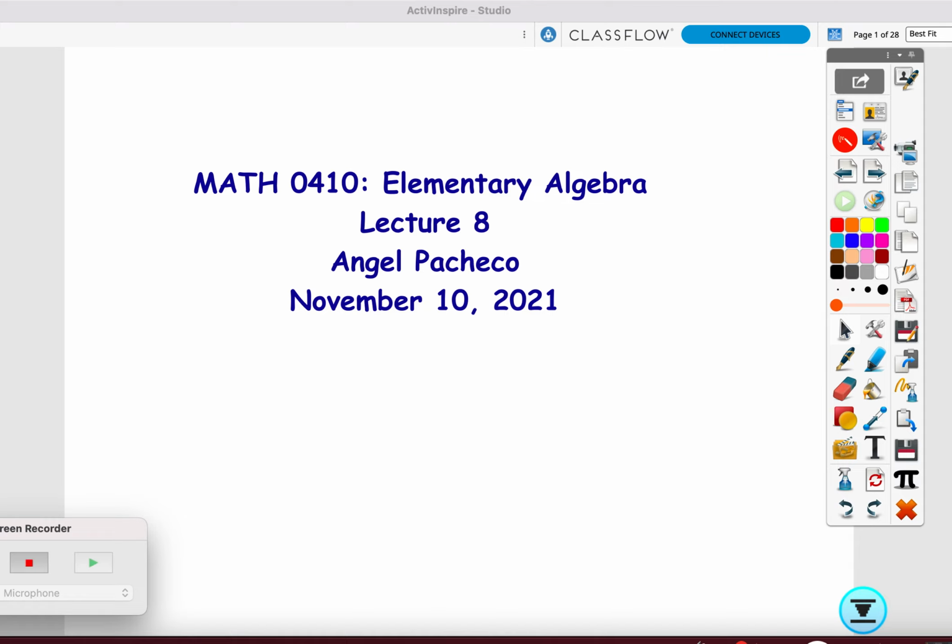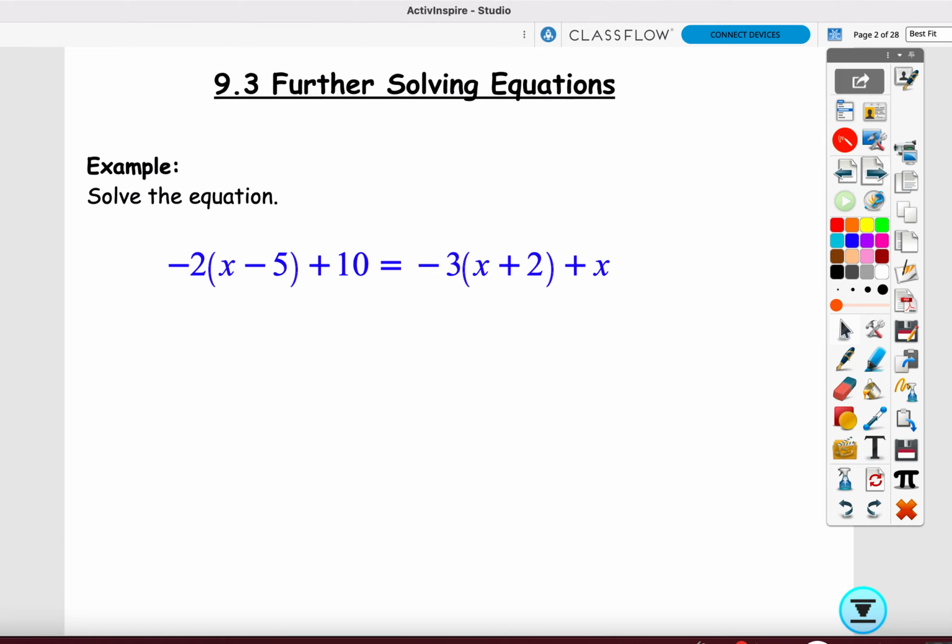All right, let's get started, guys. Lecture 8, we're going to cover a few sections of Chapter 9. Chapter 9 is further solving, 9.3 further solving equations. In this lesson, we're going to see how it gets further. What we know is that when we solve for x, we get x equals a number. It could be positive, negative, a whole number, zero, a decimal, a fraction. So we've seen it all.